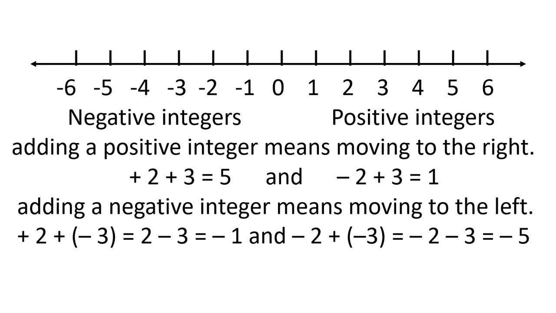Now you take minus 2 and you add minus 3. So minus 2 plus within bracket minus 3. You open the bracket, plus into minus is minus. So you get minus 2 minus 3, which gives you minus 5. Again you have moved to the left. So adding a negative integer means that you are moving to the left. Adding a positive integer means you are moving to the right on the number line.